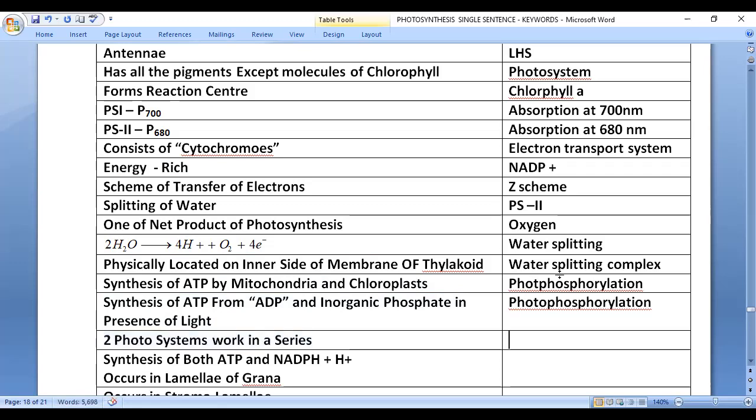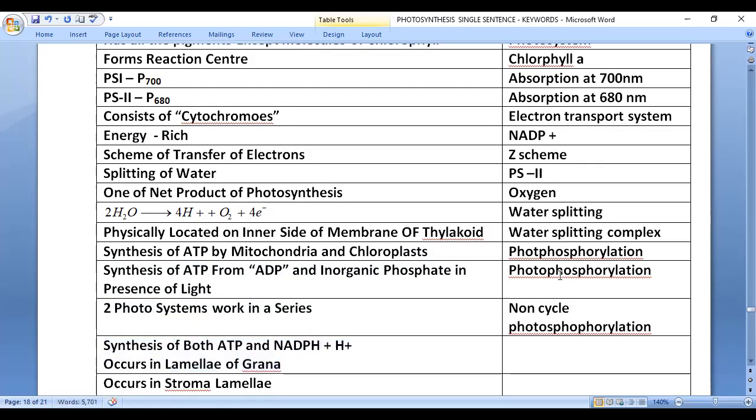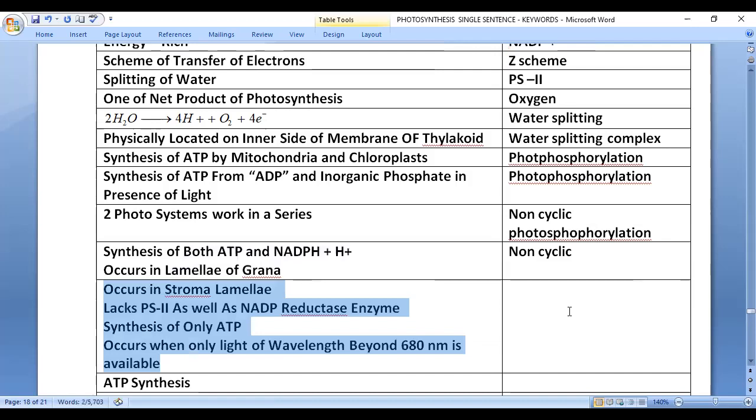Two photosystems work in a series. Non-cyclic photophosphorylation: synthesis of both ATP and NADPH plus H plus occurs in the lamellae of grana. Cyclic photophosphorylation occurs in stroma lamellae, which lacks PS2 as well as NADP reductase enzyme.